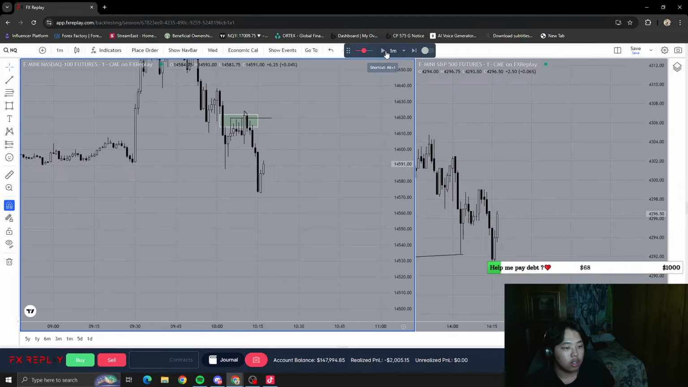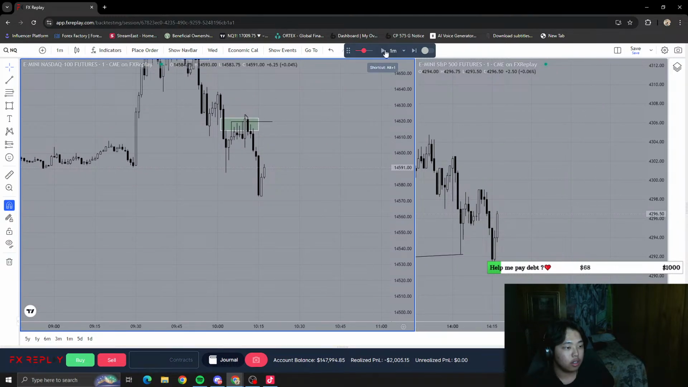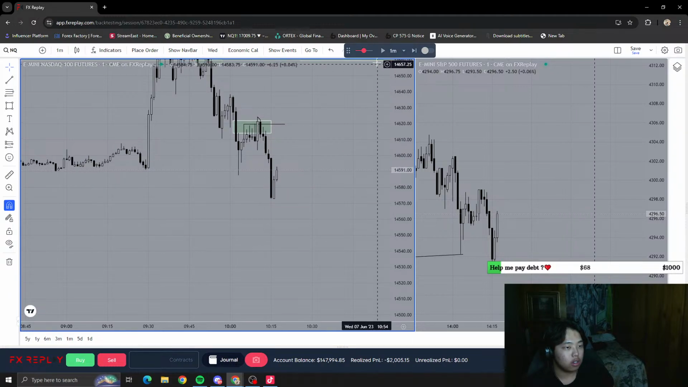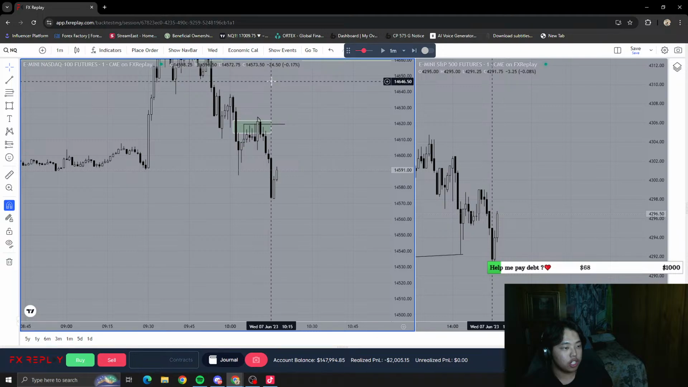What time is it? It's 10:17, so it's already 8:17. What day is this? This is Wednesday. Usually Wednesdays are known to have shitty price action in the morning, and we're already past macro as well. So we're at silver bullet usually.